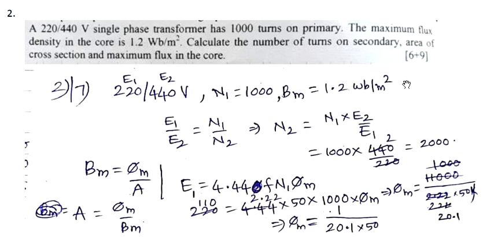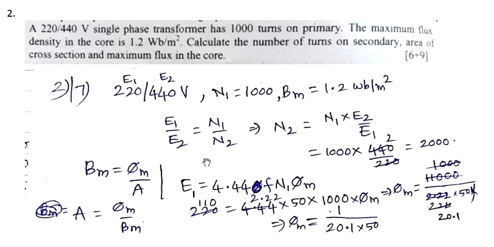So first, whatever be the problem given, whenever you have some problem, first you need to write down the given variables or parameters or quantities. From that you need to get the variables which have to be assigned to the particular numbers. So 220 volts by 440 volts is nothing but E1 and E2 of the transformer, and N1 is the number of turns which is given as 1000, and Bm is the maximum flux density of the core, given as 1.2 webers per meter square, which is nothing but Tesla.